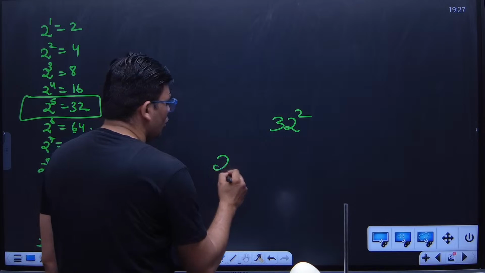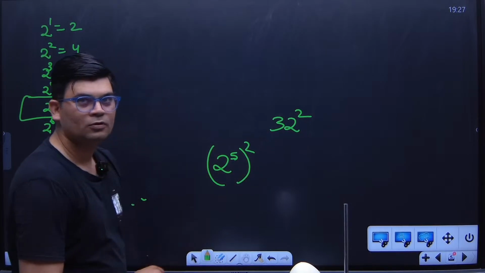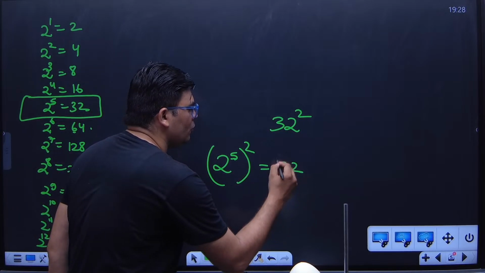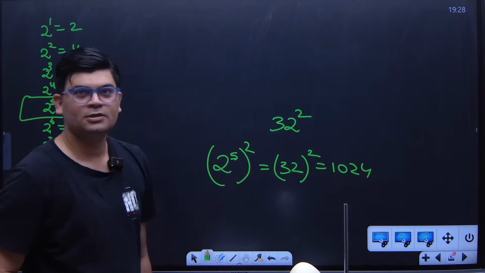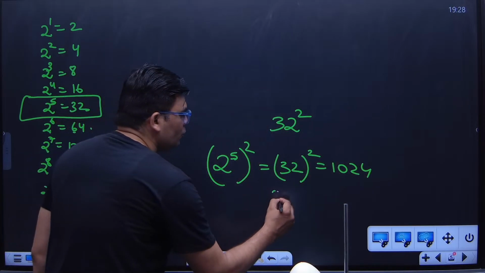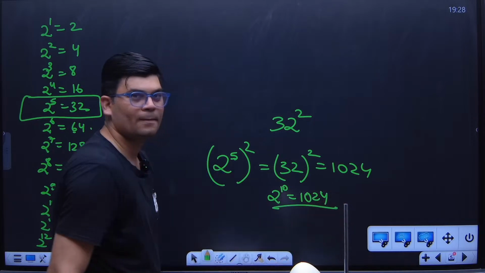Please see this, the law of exponent. 2 raised to the power 5 is going to be 32. So 32 square is also 1024. I am linking all the numbers. 32 square is also 1024, and 2 raised to the power 10 is also 1024.